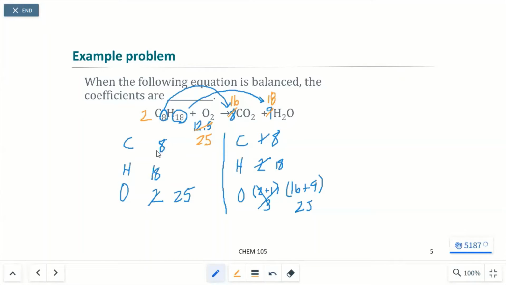If I redo my inventory, 2 times 8 is 16. 2 times 18 is 36. 2 times 25 is 50. On the product side, 16 carbons, 36 hydrogens, and now 32 plus 18 for a grand total of 50 oxygens. Everything is now balanced. I have a balanced chemical equation. Hooray for me.